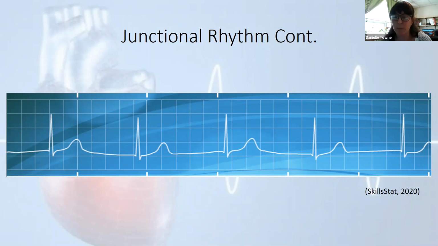And what do we do for this? Well, we want to treat the underlying cause. And if the rate is too slow for perfusion, then we can consider atropine or epinephrine, or maybe transcutaneous pacing to help increase that rate.